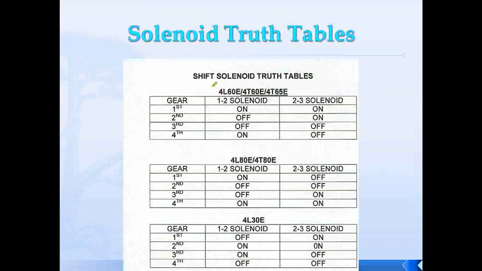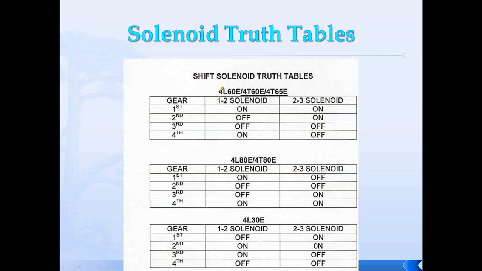Now, in order to understand any of these transmissions as far as your operations are concerned, we've put together a truth table for you on all the 4-speed automatic transmissions. All of your 60 series transmissions have the same solenoid firing sequence.